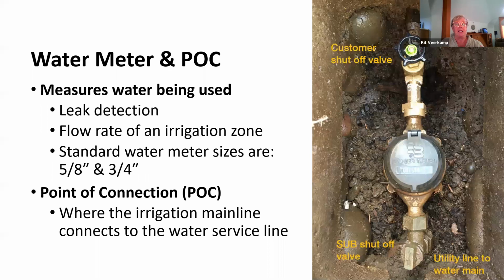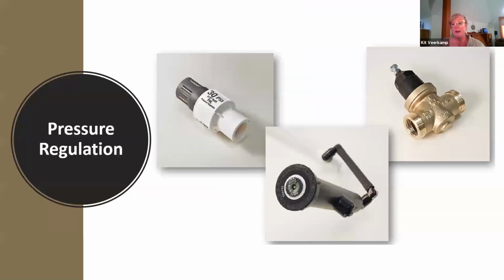And your standard meter size is 5/8 to 3/4 inch. Standard is usually 5/8. So that limits the amount of water you can use at any one point in time. You can't just put everything all on one valve and hope to have it be efficient. Nothing will work properly. And again, point of connection is simply where your irrigation connects to the service line.